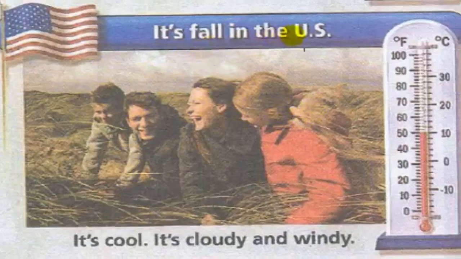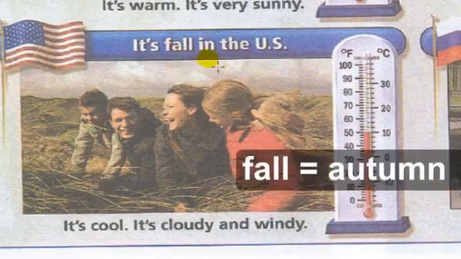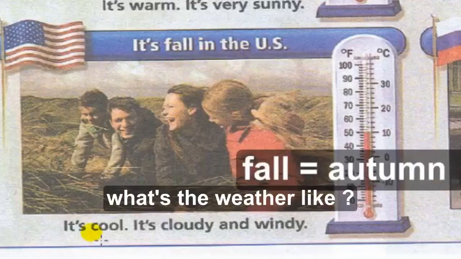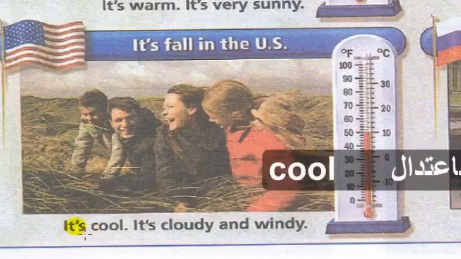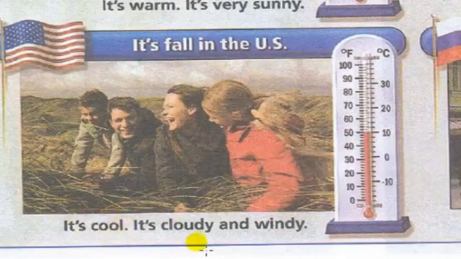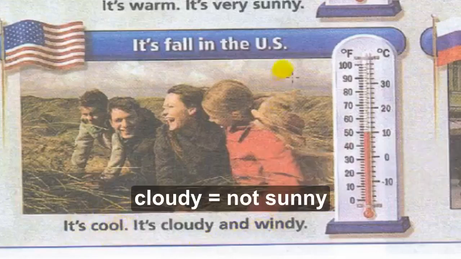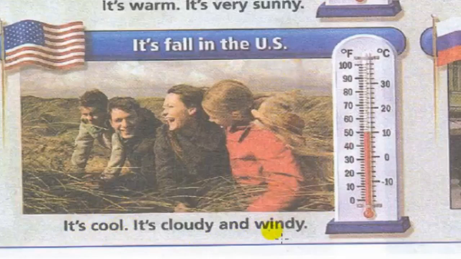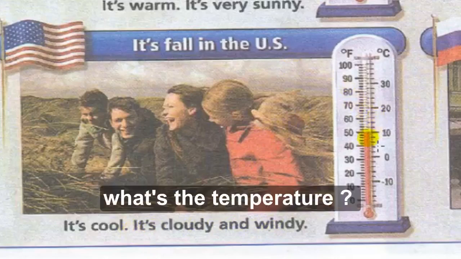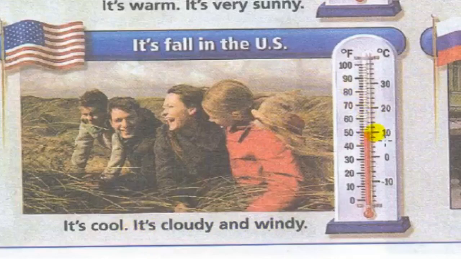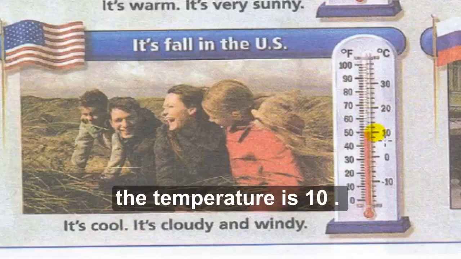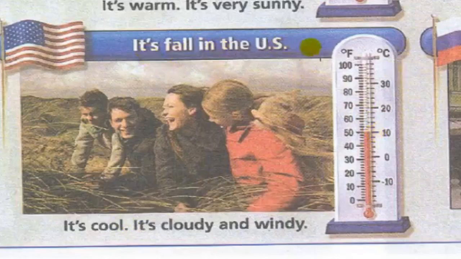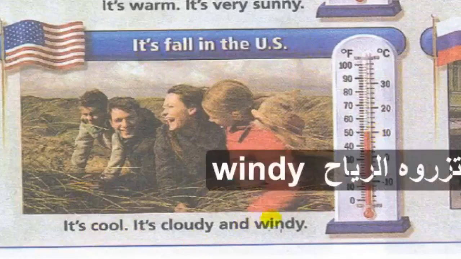It's fall in the USA. Fall, autumn. Autumn, fall. What is the weather like? It's cool. It's cloudy and windy. Cloudy, not sunny. It's windy. You have wind. What is the temperature? The temperature is 10. It's fall in the US. It's cool. It's cloudy and windy.